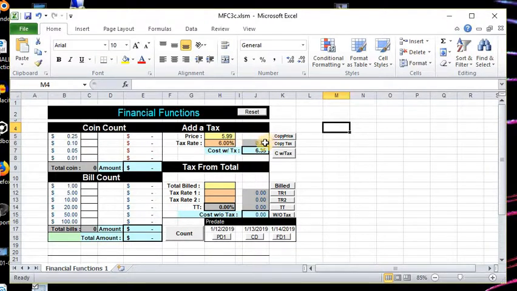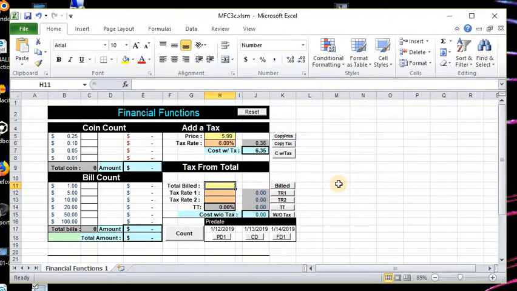You're going to pay 6 cents on every dollar, which is going to come to about 36 cents here. And your cost with the tax is going to be a total of 6.35. You could copy and paste this data into any other application that you want to. It's very handy for when you're balancing your checkbook and things like that.